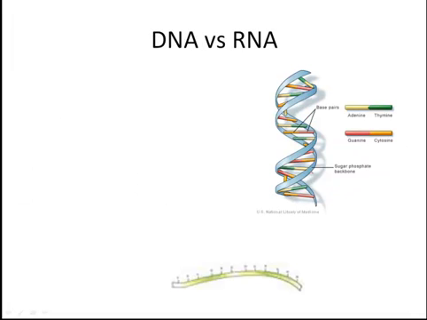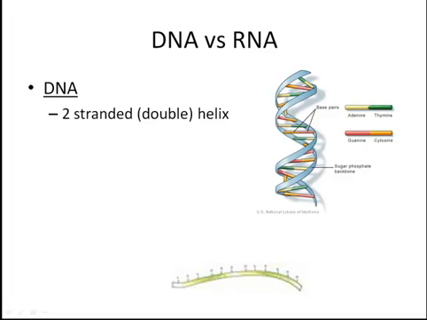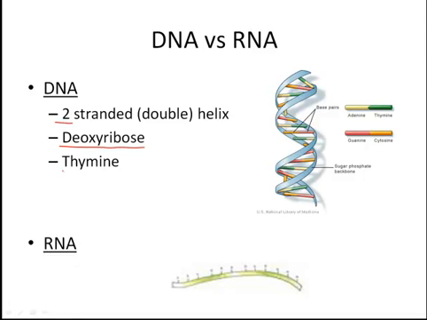So one of the things, again, the MCAS people like for you to be able to do is to compare DNA and RNA in terms of their structure. So DNA is a double-stranded molecule, quite large. Its sugar is deoxyribose, that's why it's got the D. And it has a base called thymine in it, which RNA does not have.